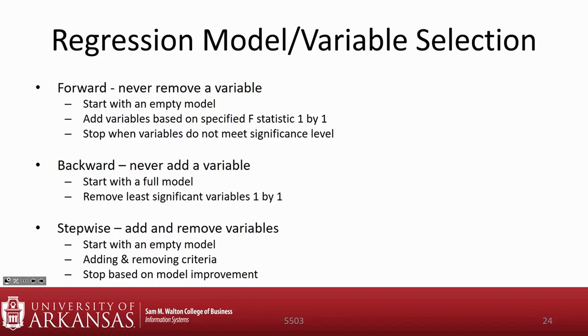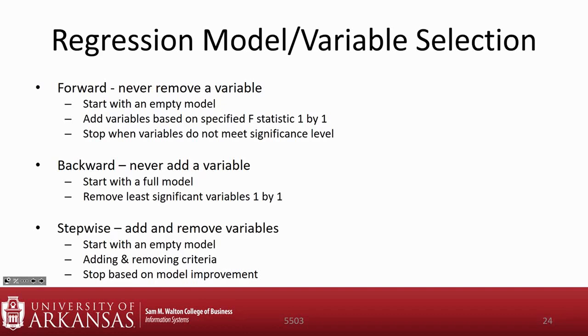Are you going to know all the details of this? No. Do I want you to know the big picture of this? Yes. So forward selection, you start with nothing and you add variables. Backward selection is the opposite way. You start with everything in the model and you kick things out. You start with a full model and remove the least significant variable, one by one. Kick one variable out, kick out another one, kick out another one.